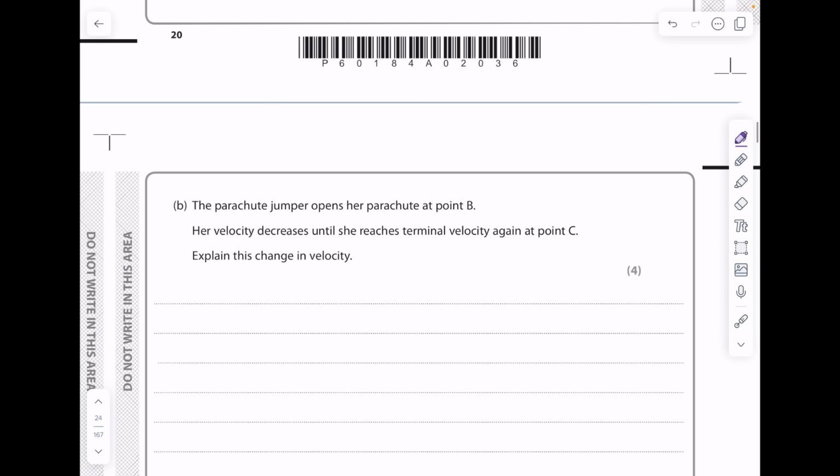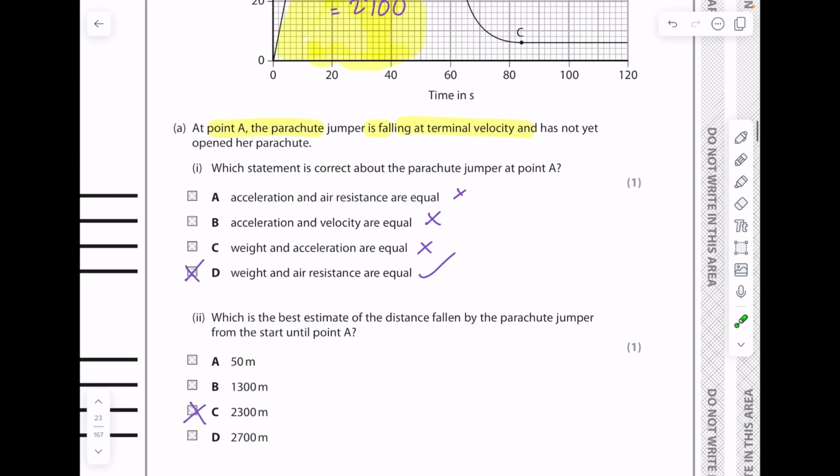The parachute jumper opens her parachute at point B. Her velocity decreases. That's because we've got a huge amount of air resistance produced by the parachute being opened. So her velocity decreases until she reaches terminal velocity again at point C. Explain this change in velocity.